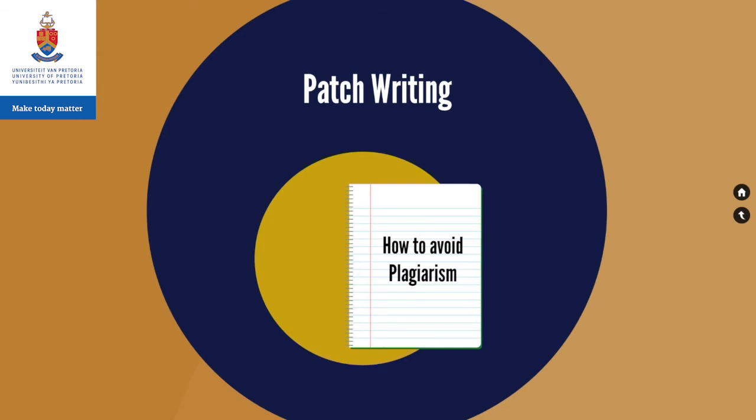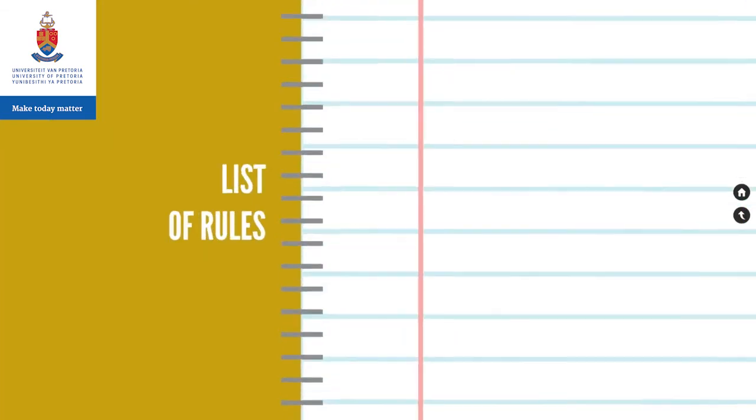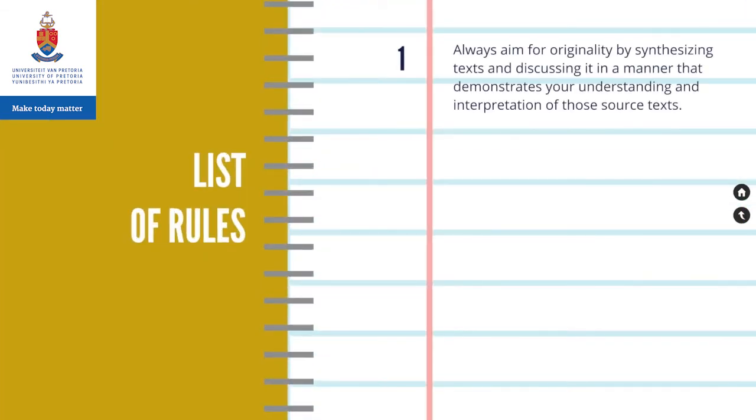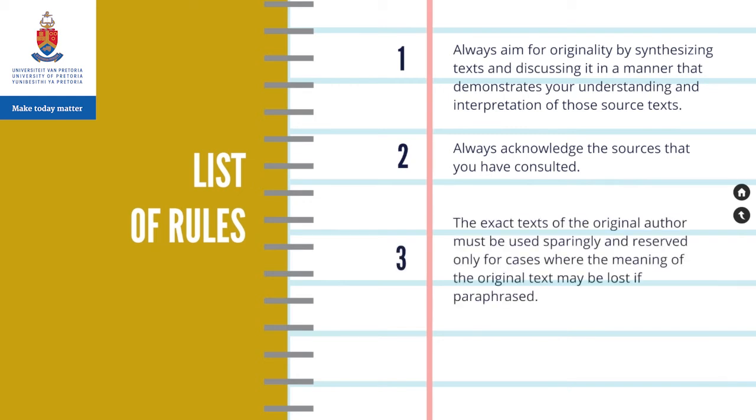How to avoid plagiarism. Plagiarism can be avoided by following this advice below. Always do your own work and aim for originality. This can be achieved by synthesizing sources, text, and discussing it in a manner that demonstrates your understanding. Remember to always give credit to all the sources that you've consulted by providing citations and references for both direct quotations and paraphrased texts. Always keep track of the sources that you have consulted and ensure that you provide accurate bibliographical information about the sources.